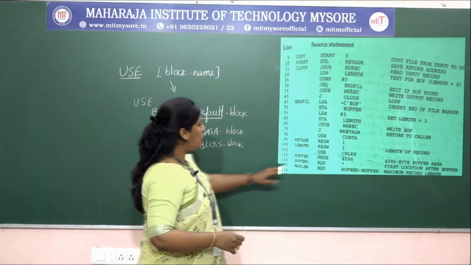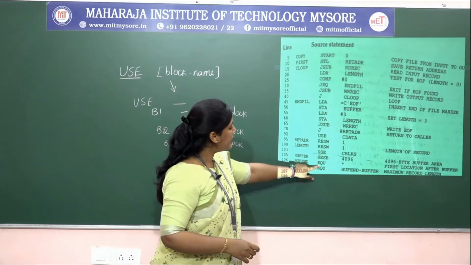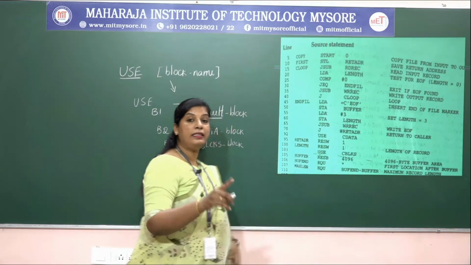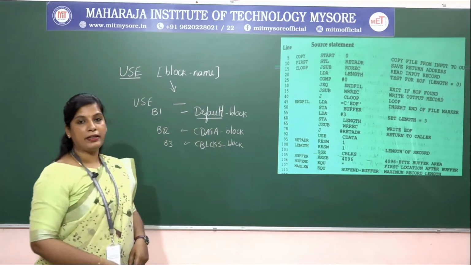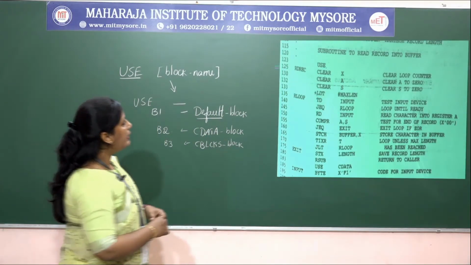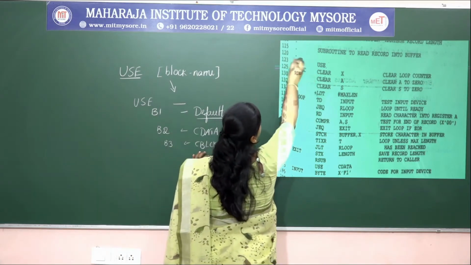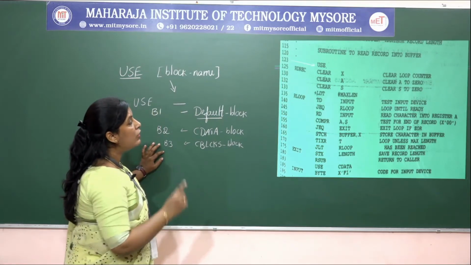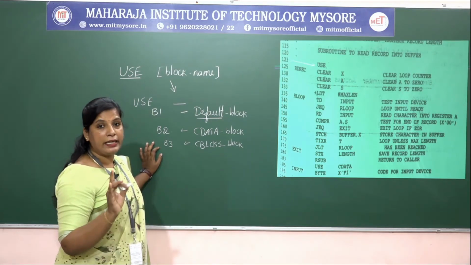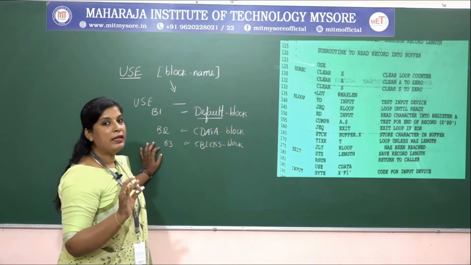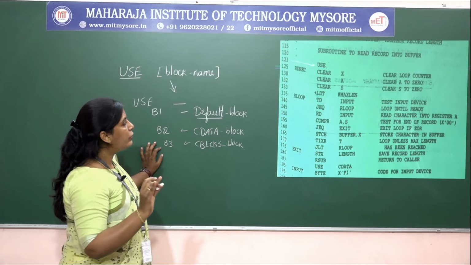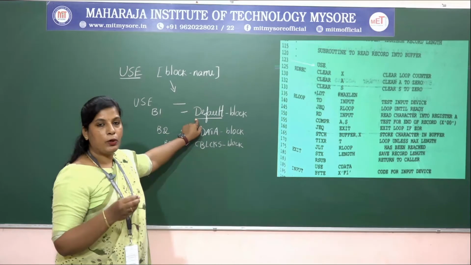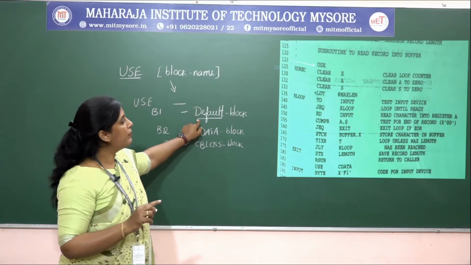It is going to copy all the subsequent instructions or data within that block until it encounters another USE assembler directive. Where is it? At line number 123, it encounters another USE assembler directive. It is not having any block name. Again, it is going to copy all the instructions to the default block only.